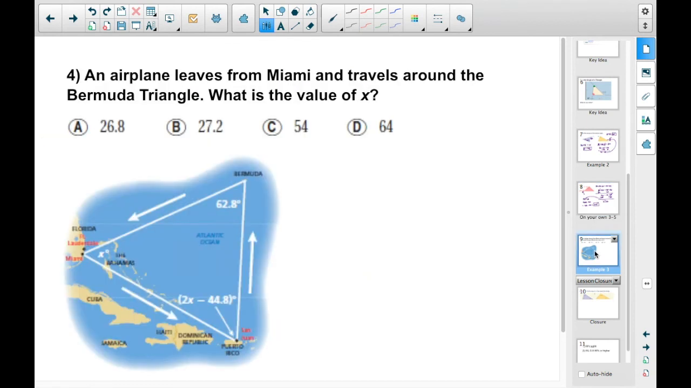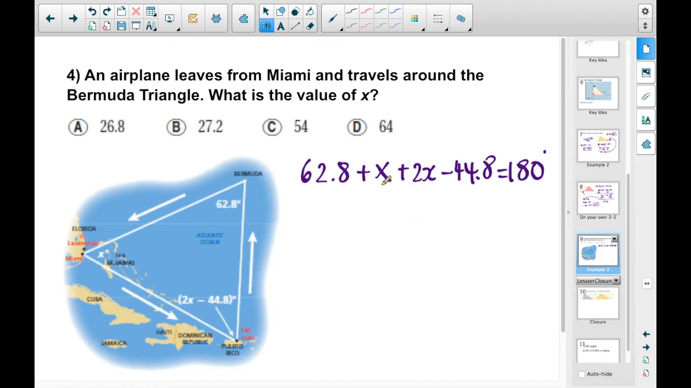All right. Last question of the lesson. An airplane leaves from Miami and travels around the Bermuda Triangle. So this is the Bermuda Triangle. What is the value of x? And we have 4 choices here. So we're going to use the interior angle measures of a triangle because the 3 angles are inside my triangle. So I know 62.8 plus x degrees plus 2x minus 44.8, the sum of those 3 angles, is equal to 180 because they are in the triangle.